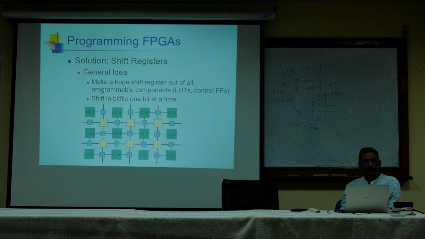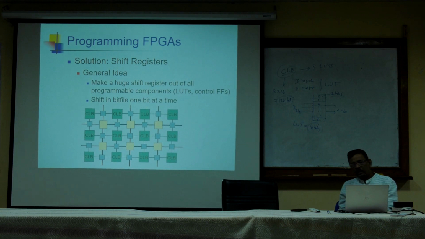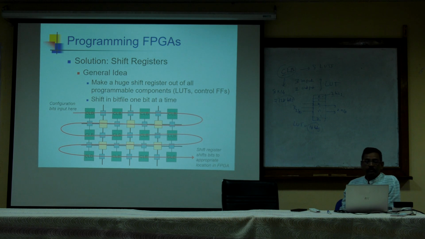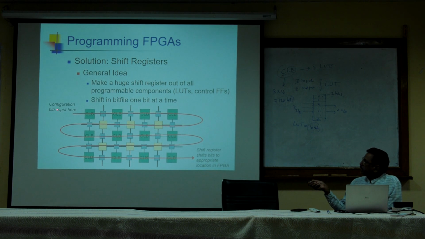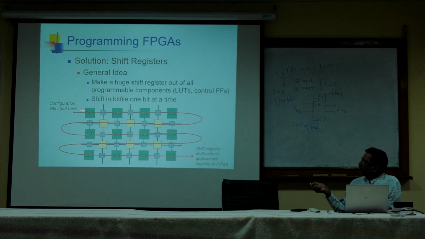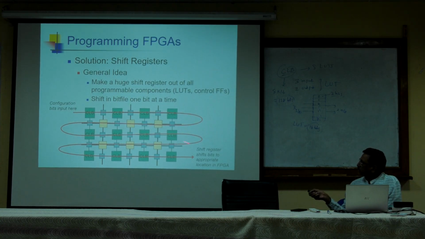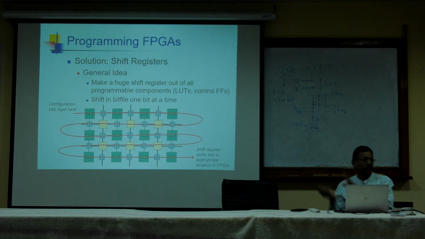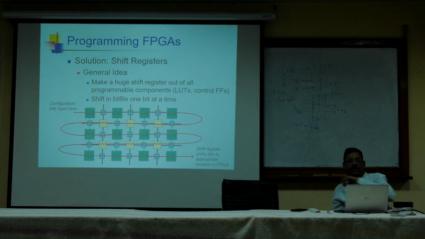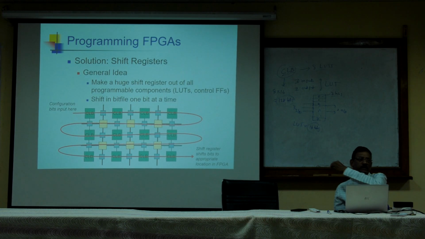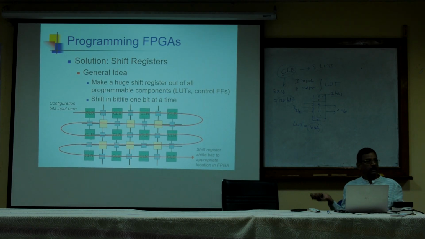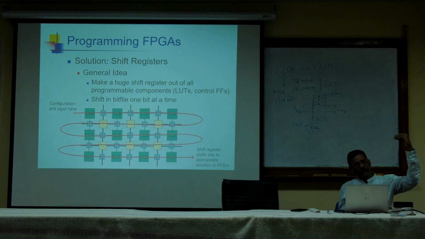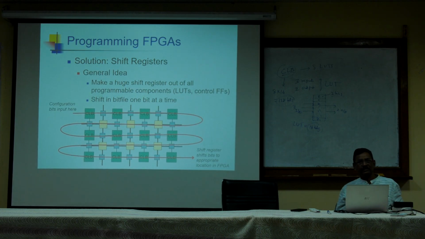That bit file will be stored in the form of a scan path. The configuration bits input goes in here, and in a scan path it will go and store. In a sequential manner, the bit stream will go inside the FPGA in the scan path and then be stored inside the FPGA. It will not go completely in parallel fashion.